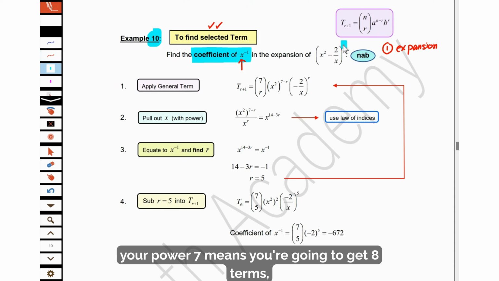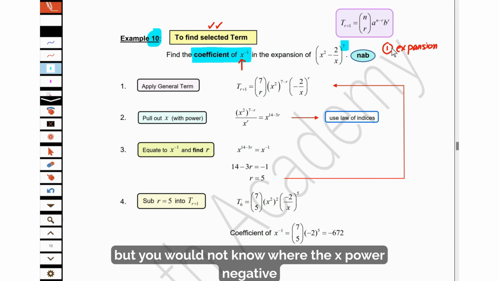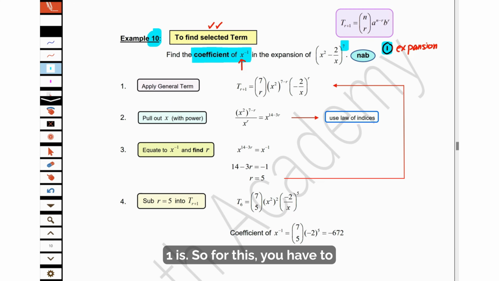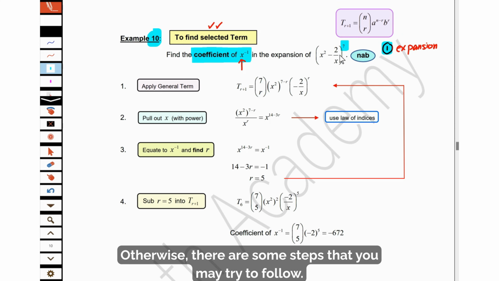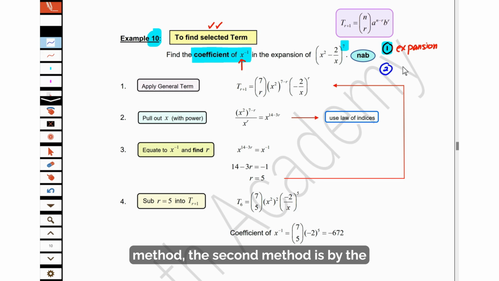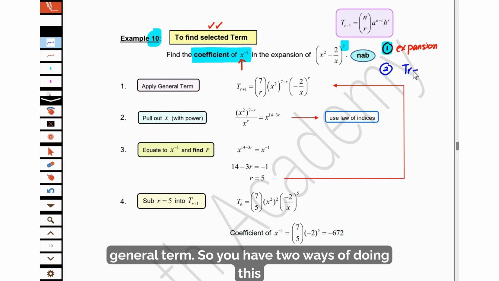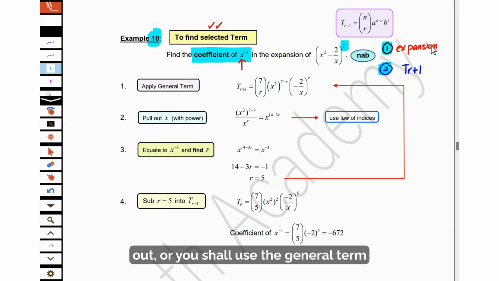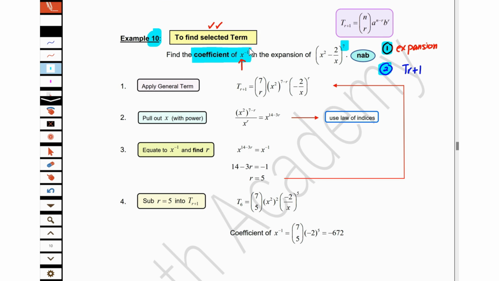So your power 7 means you're going to get 8 terms, but you would not know where the x power negative 1 is. So for this, you have to expand fast to be able to get the term. Otherwise, there are some steps that you may try to follow so as to do a second method. The second method is by the general term. So you have two ways of doing this kind of questions. Either you expand, get the term out, or you shall use the general term to target directly the term itself.